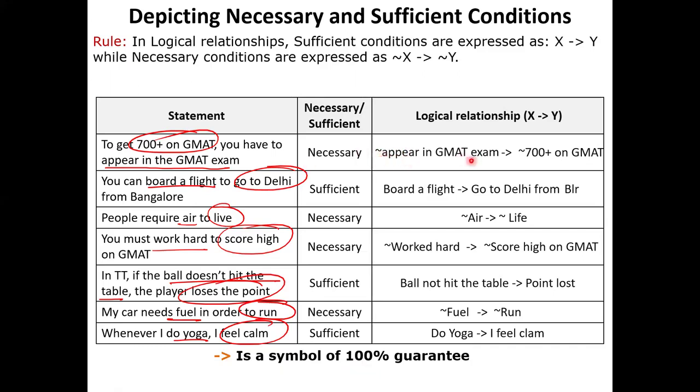Now read this. If I do not appear in GMAT, 100% I cannot score 700 plus on GMAT. If I board a flight, 100% I'll be able to go to Delhi from Bangalore. If I do not have access to air, 100% I cannot live, and so on. So it doesn't matter whether we are talking about a necessary or a sufficient condition. This symbol will always be a mark of 100% guarantee. And we've already seen that cause is always on the left-hand side, effect is always on the right-hand side. Are we clear?